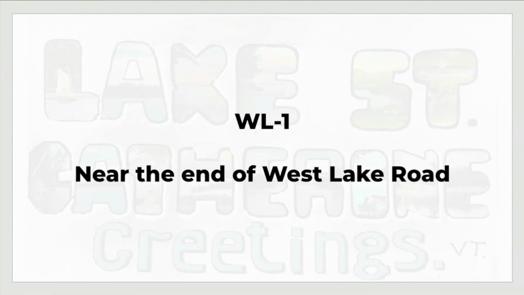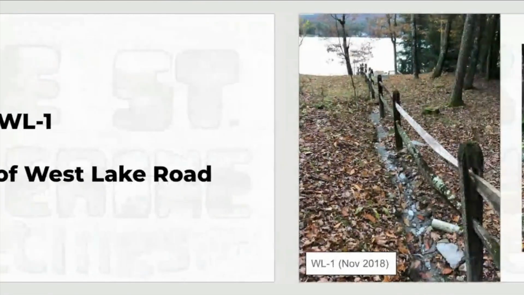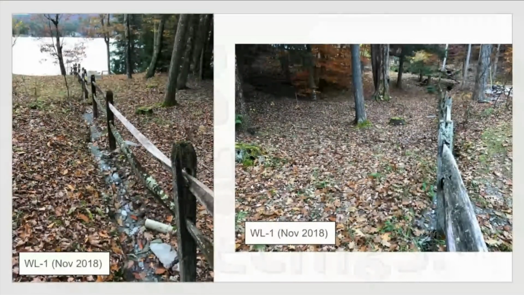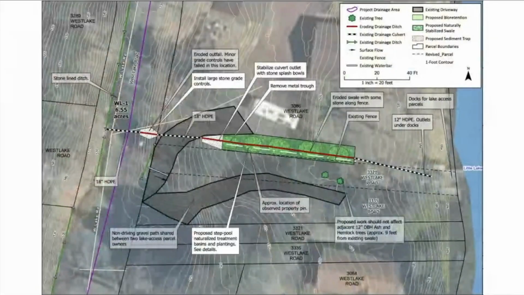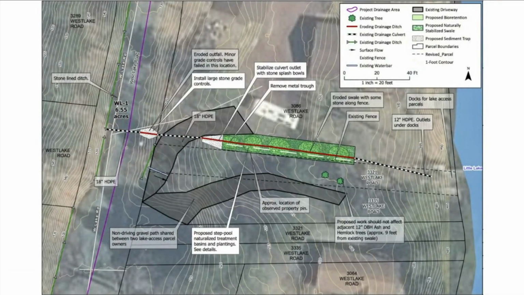Okay, now we're going to continue moving counterclockwise around the lake, and the first one is at the end of Westlake Road, or near the end. This is WL1, and the address is 3066 Westlake Road. This one has a pretty big drainage area. I'm going to jump to the plan first.